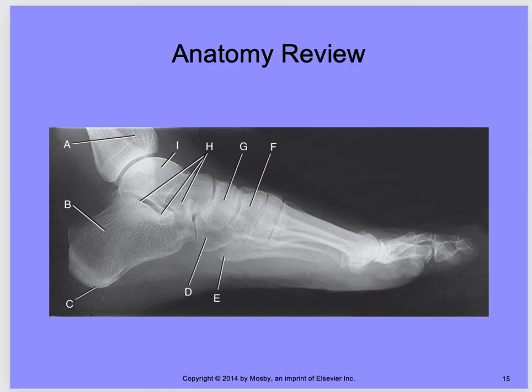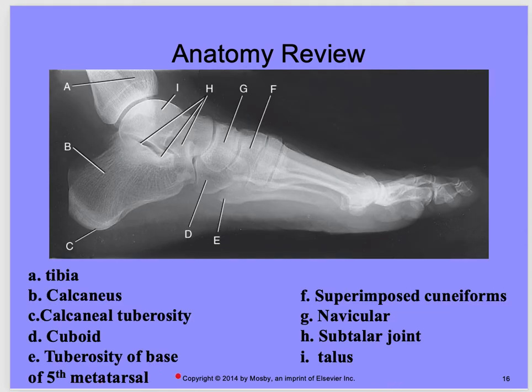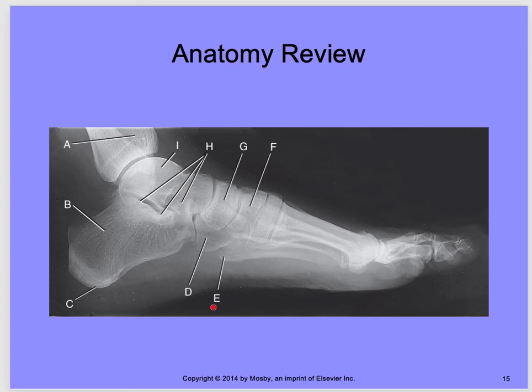All right. So let's take a look here. We're going to jump to E. So that's the tuberosity of the base of the fifth digit, okay? The fifth metatarsal. You have your calcaneus and your calcaneal tuberosity. Your calcaneus here, that should be your tibia, your talus. This is your sinus tarsi, your navicular, your cuboid, and your cuneiforms.